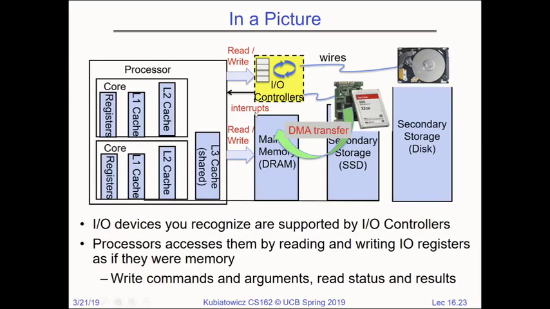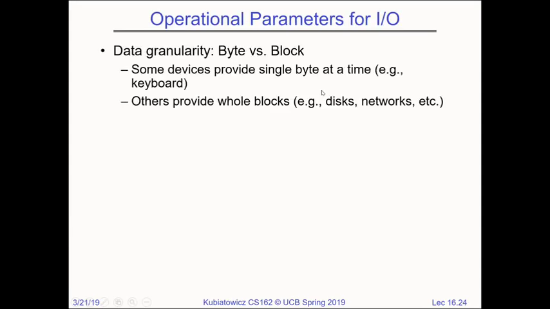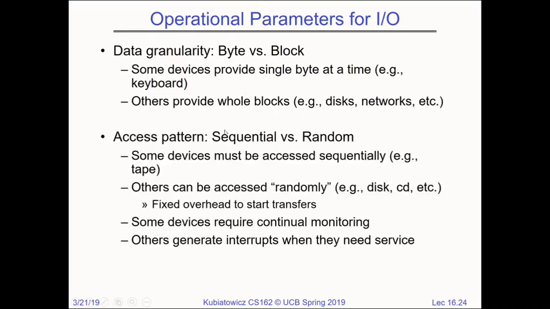So let's talk a little bit about the interface between a device driver in the processor and a device. What's in between? Okay? So we can ask ourselves, what are some of the parameters of this I/O? We could talk about, are we accessing a single byte or are we accessing blocks? Some things give a byte at a time, like a keyboard. When I type on a keyboard, I'm getting one character at a time. Others give you whole blocks, like disks.